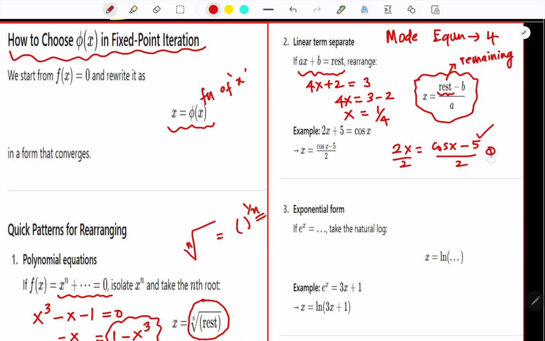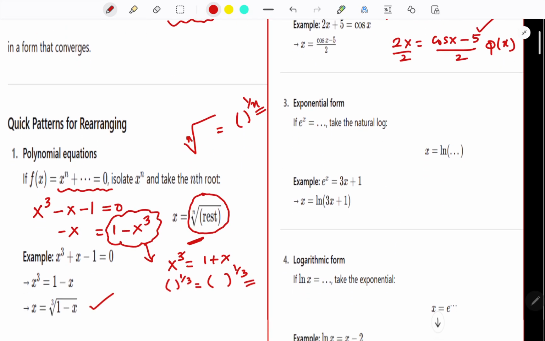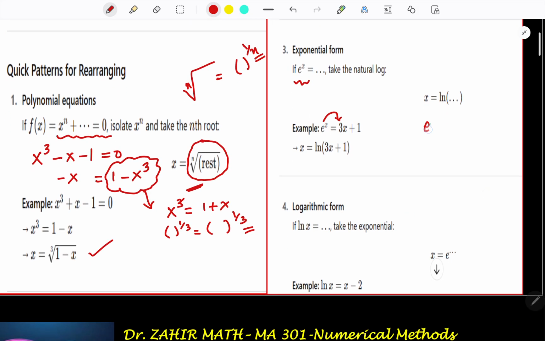Use this as your phi of x. Okay, teacher. If the question comes e power x, so try to write e power x equals 3x plus 1 and convert this e power x as ln. How, teacher, ln? Okay, let me give you an example. E power x equals 3x plus 1.